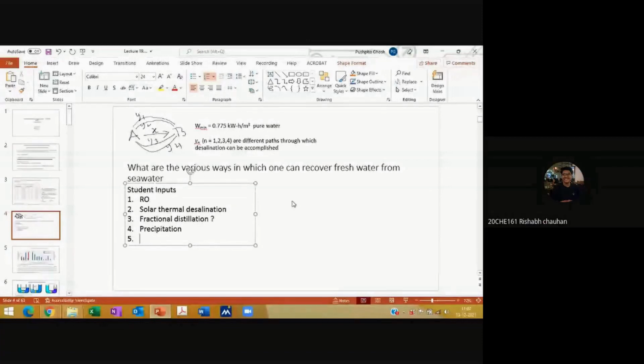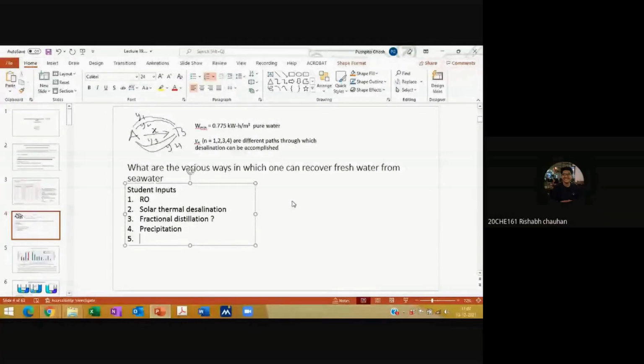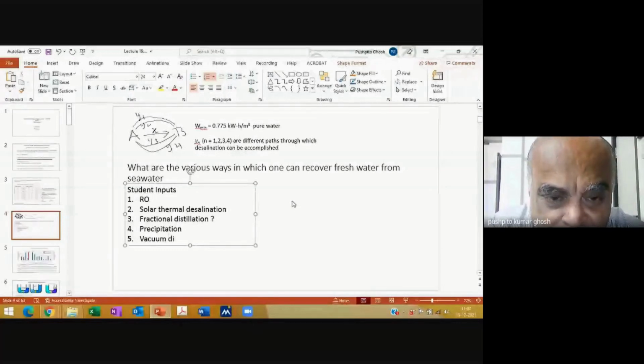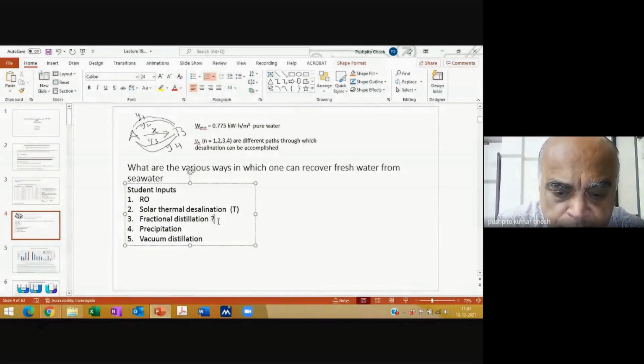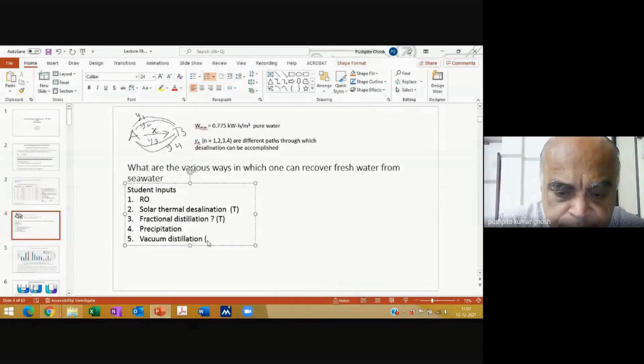Sir, if we produce a vacuum, then the water will vaporize and the salt will be recovered. Right. But remember, it is still a thermal process in the sense that I'm having to evaporate the water, right? Yes, sir. You're talking about vacuum distillation, isn't it? All the things that you're saying, I will put as thermal. Okay? Anything else?